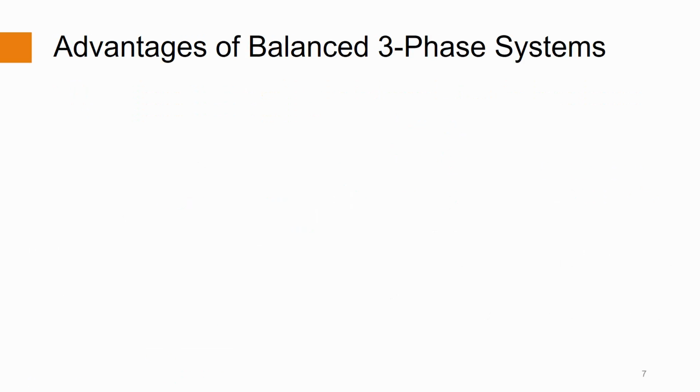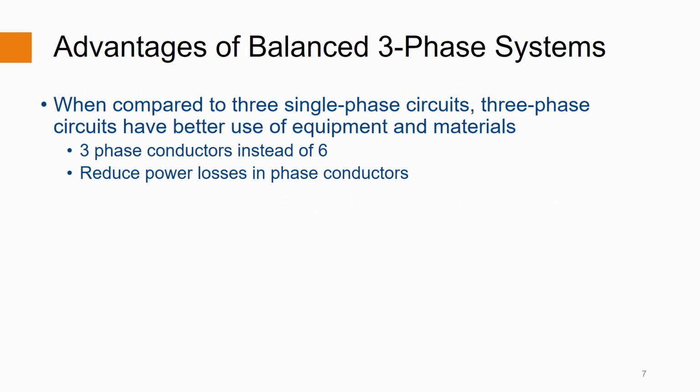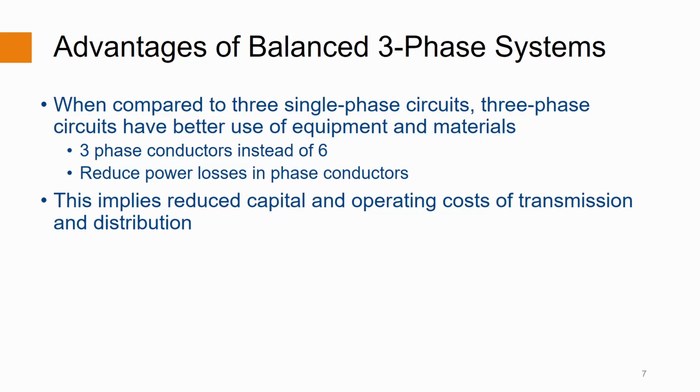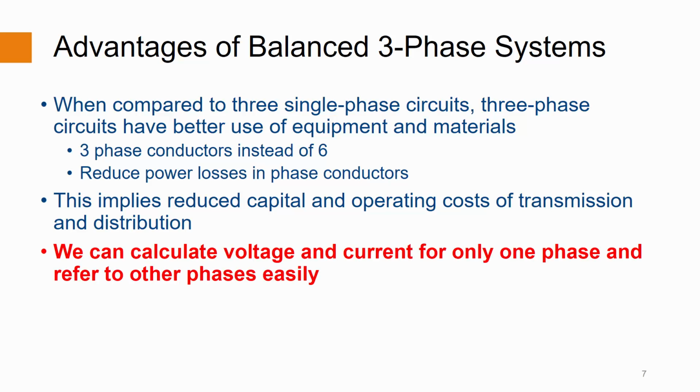Let us summarize the advantages of the three-phase system. When compared to three single-phase circuits, three-phase circuits have better use of equipment and material, as we end up using only three-phase conductors instead of 6. This also reduces power losses in phase conductors. This also implies that there is a reduction in capital and operating costs of transmission and distribution. A very important advantage of the three-phase system is that we can calculate voltage and current from only one phase and refer to the other phases quite easily.